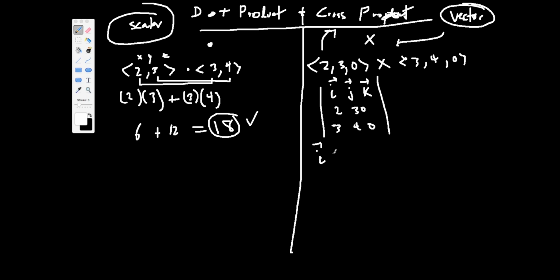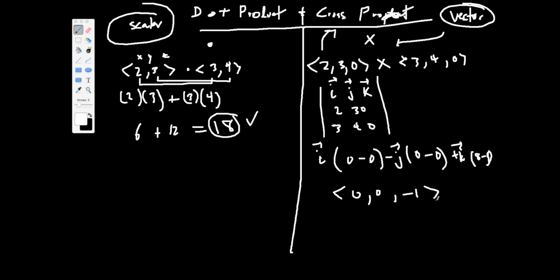The first thing you do is 3 times 0, which is 0, minus 4 times 0, which is 0. Do you see what I'm doing here? That's the i component. The j component is going to be 2 times 0, which is 0, minus 3 times 0, which is 0, plus the k component, which is 2 times 4, which is 8, minus 3 times 3, which is 9. So this is just going to be 0 for i, 0 for the j component, and negative 1 for the k component. So 0, 0, negative 1, whereas you got a number, which is 18, for the dot product.